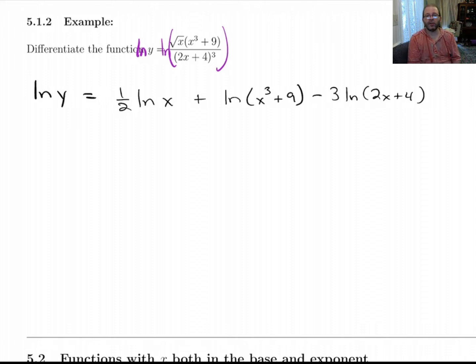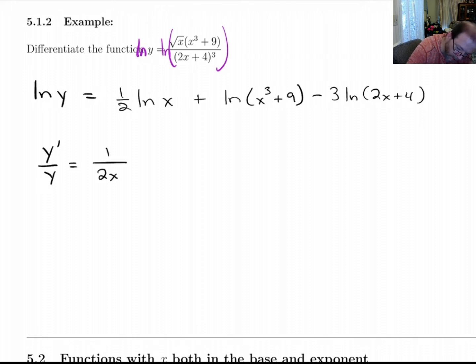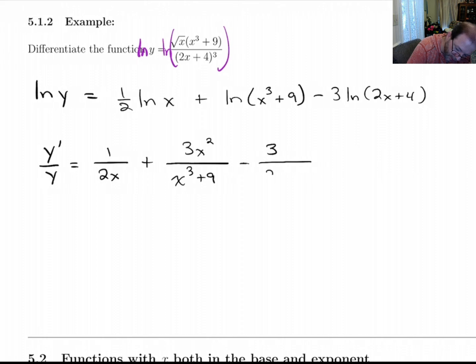And if I gave you this problem on a test and asked you to work it out, it's perfectly fine with me if you cram the ln in up there instead of rewriting the thing again. Okay, so y prime over y is going to be 1 over 2x plus, let's see, this one is x cubed plus 9 under 3x squared. Let's see, this is going to be 3 on top, 2x plus 4 on the bottom, multiply by 2 on top. Then we'll multiply both sides by y.